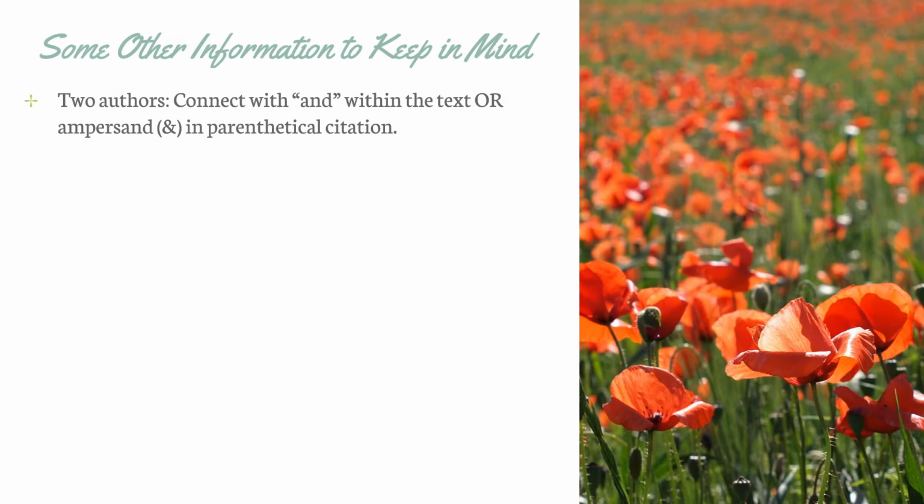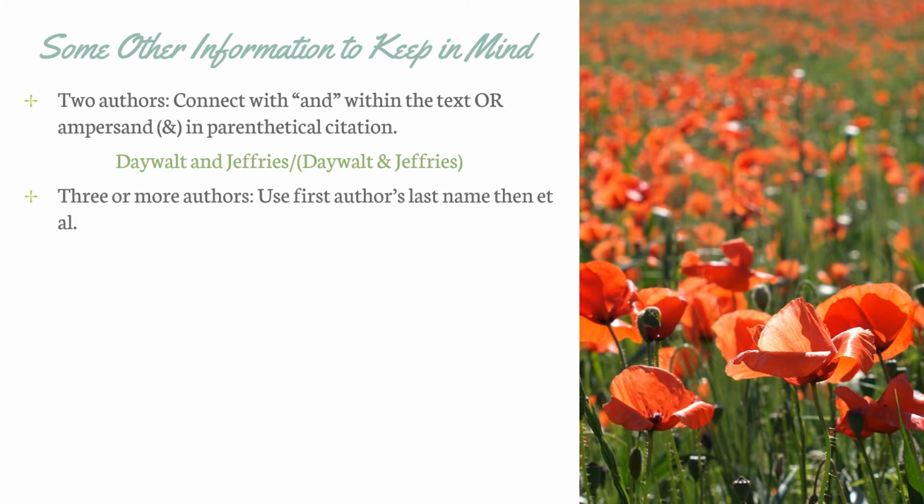Some other information you might want to keep in mind too as you're doing this. So we gave examples where there was only one author that was being cited, but often you'll have two authors or more than two authors even. If that's the case, you connect them with an "and" if you were referring to them within your actual text, or you use an ampersand, which is that "and" symbol in your parenthetical citation. It's going to look like this, just to give you an idea. If you're working with three or more authors, what you'll do is you'll use the first author's last name, and then you use et al., which stands for "and others." And you do that whether you're working in the text itself or if you're working in your parentheticals at the very end of your sentence.